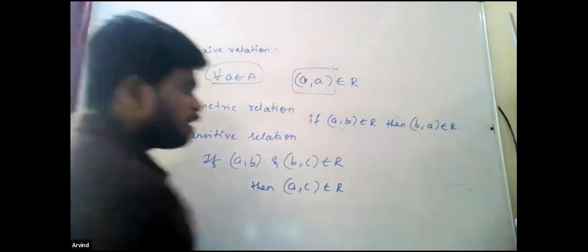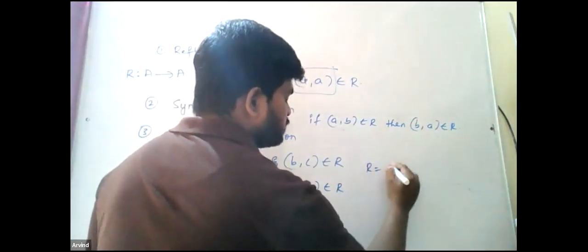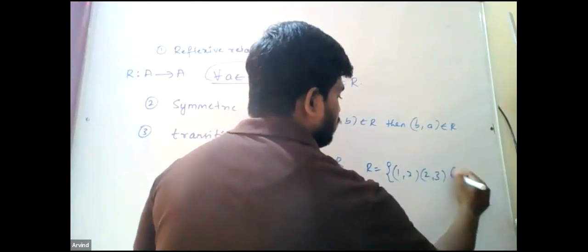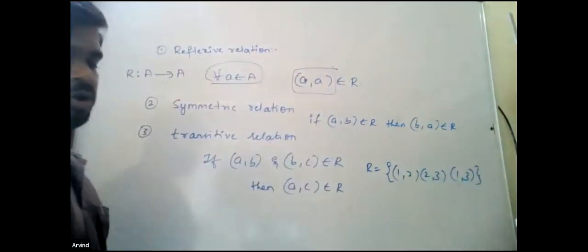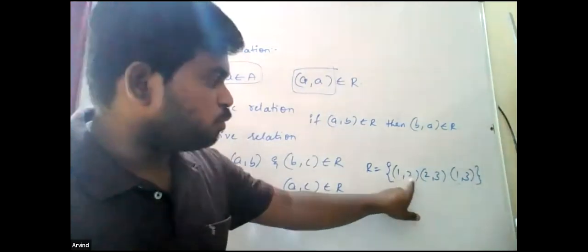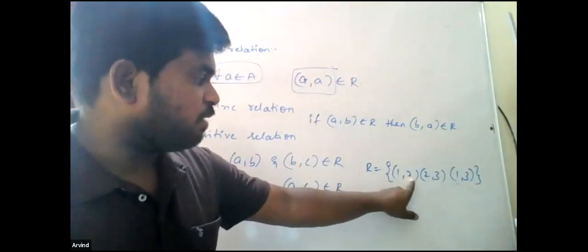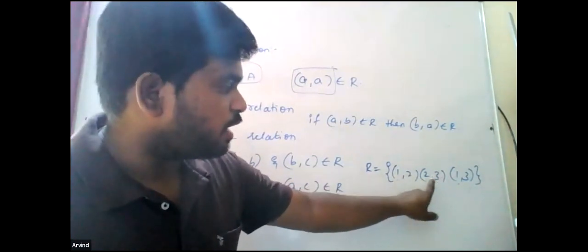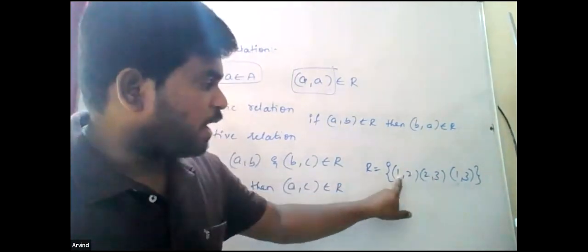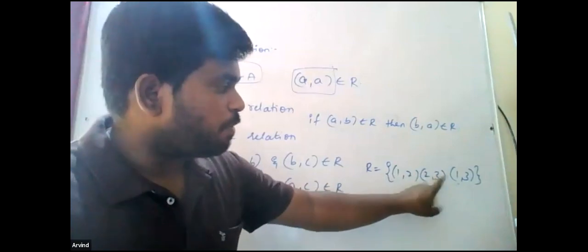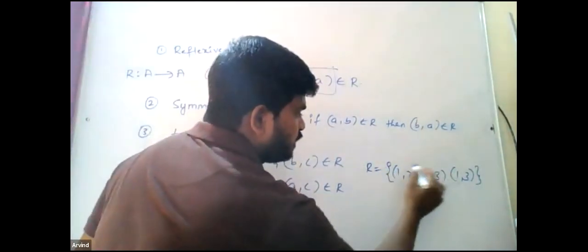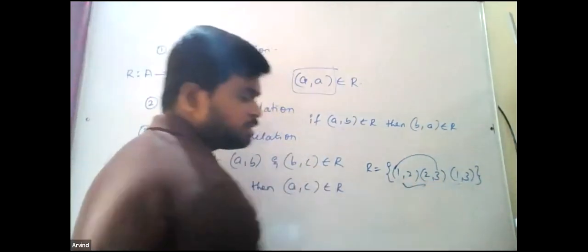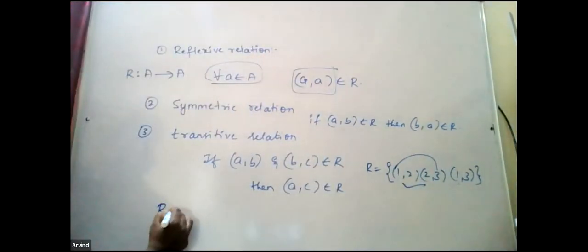Okay. Let's say R is equal to {(1,2), (2,3), (1,3)}. So this is the second one. (1,2): it stops at 2. So we look for a pair that starts from 2, which is (2,3). So (1,2) is there, next (2,3) is there, which means we check the first and the last: is (1,3) there? Yes, (1,3) is there. Therefore this is transitive.